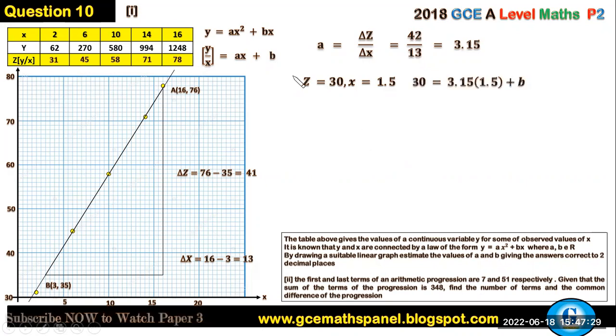You now substitute into our second equation. That gives us 30 is equal to 3.15 into 1.5 plus b. So from there, b will be 25.28. That's the value of b.